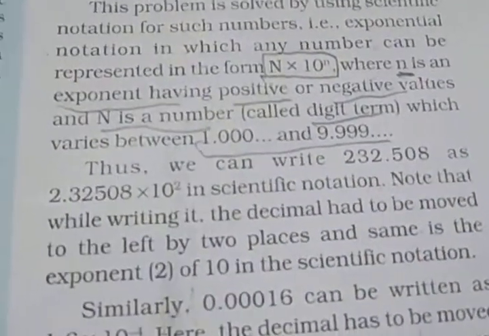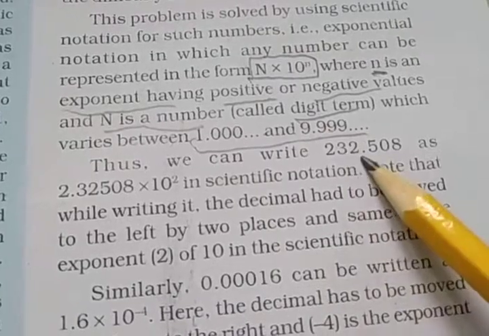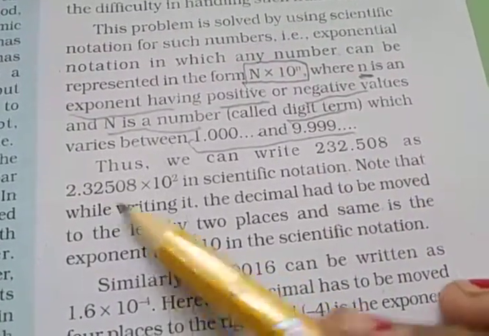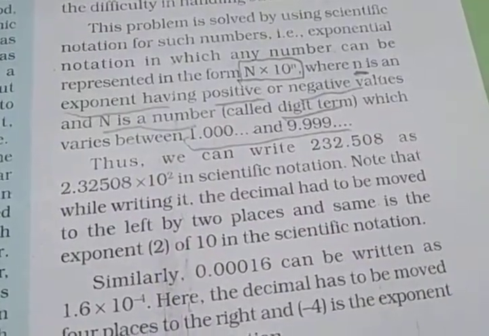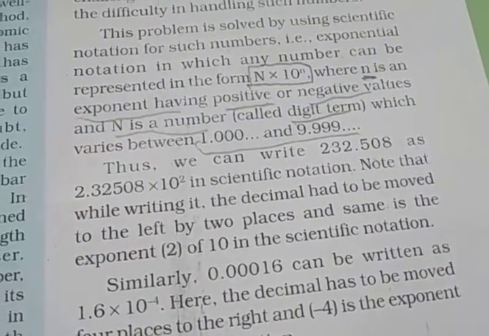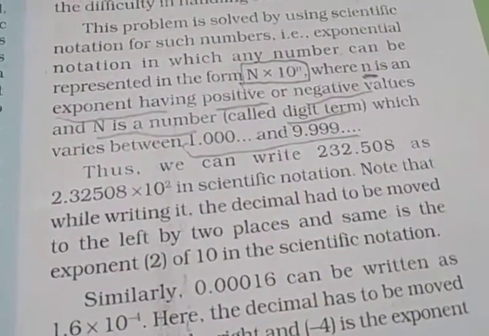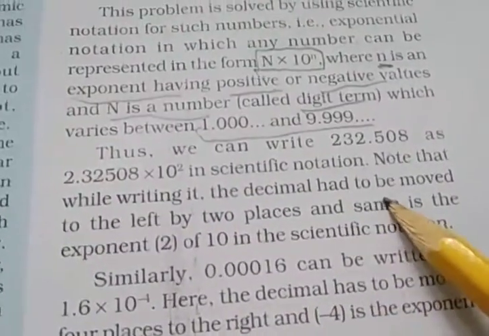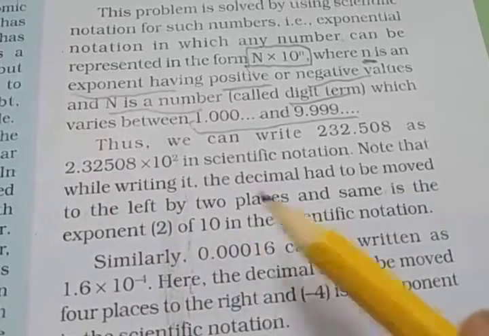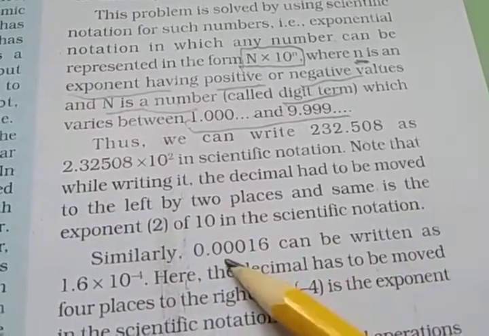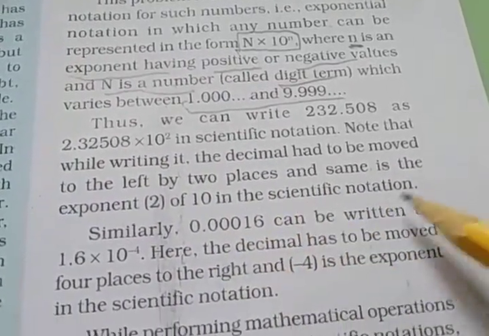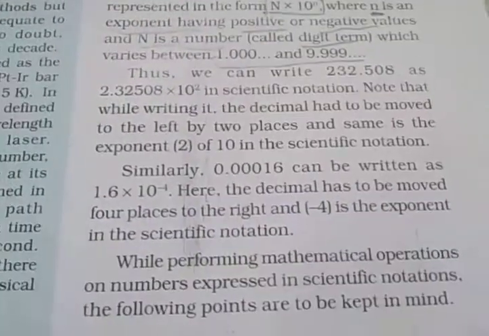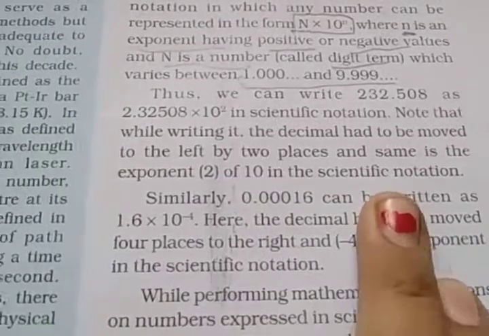So we can write 232.508 as 2.32508 into 10 raised to power 2 in scientific notation. While writing it, the decimal has to be moved to the left by 2 places, and the same is the exponent 2 of 10 in the scientific notation. Here I discuss how a number is changed into scientific form.